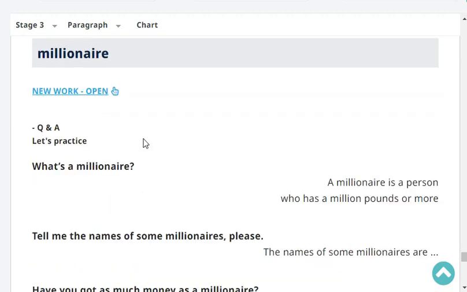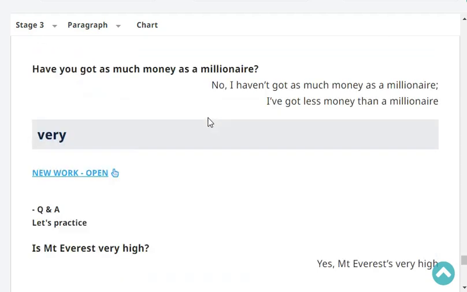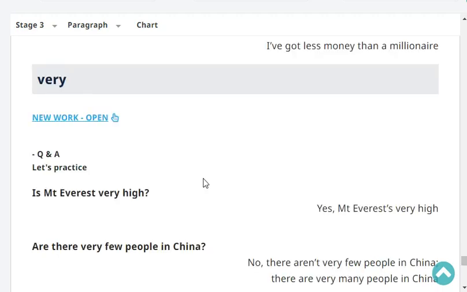Next, what's a millionaire? A millionaire is a person who has a million pounds or more. Very good. Have you got as much money as a millionaire? No, I haven't got as much money as a millionaire yet. I've got less money than a millionaire at the moment. Very good.